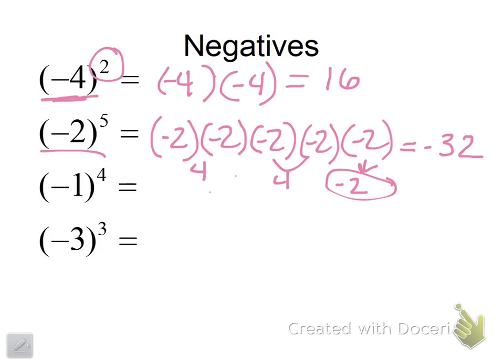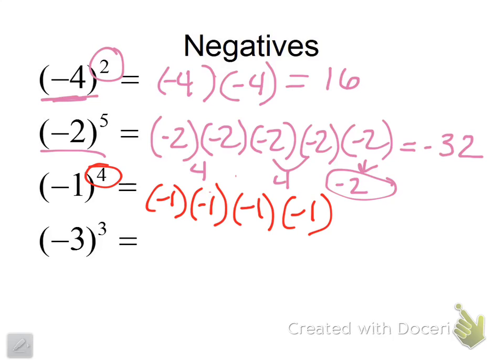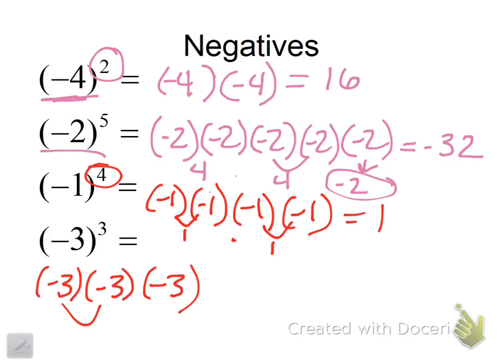Let's do this next one. Negative 1 times negative 1, negative 1, negative 1, because there's 4 of them. Negative 1 times negative 1 is 1, 1, so 1 times 1 is then 1. This last one is written 3 times. Negative 3 times negative 3 is 9, and we still have this last negative 3. A positive times a negative, we should get negative 27.